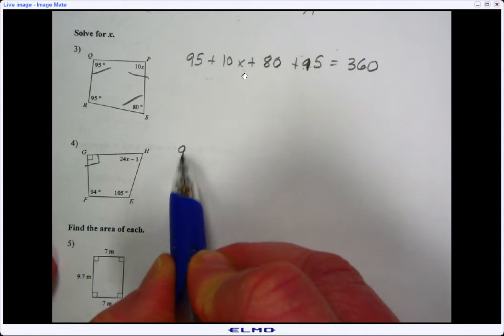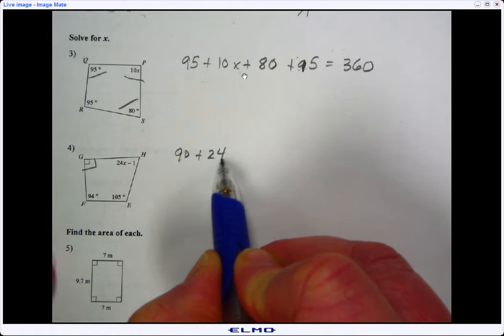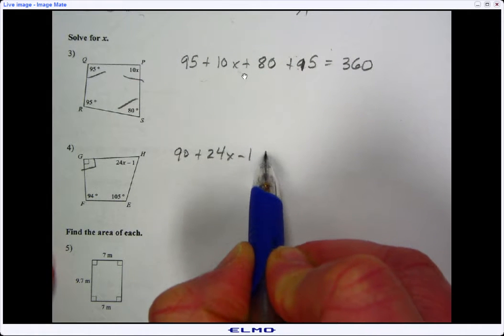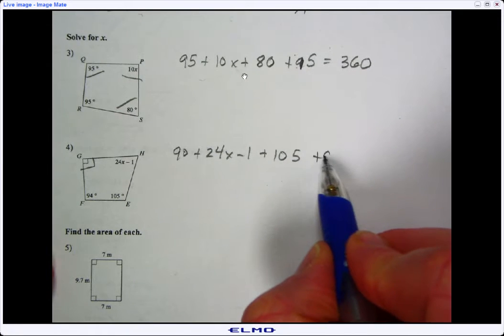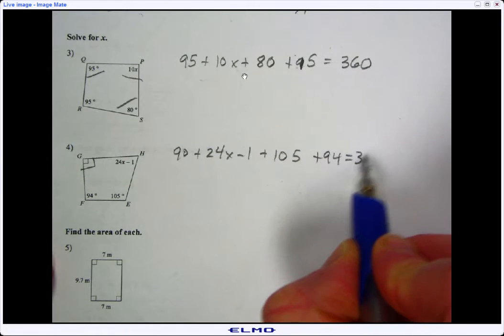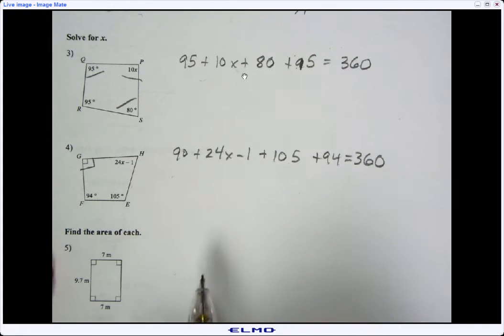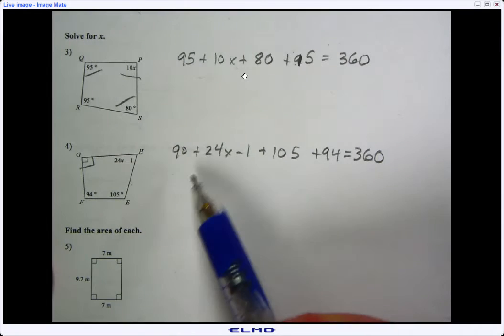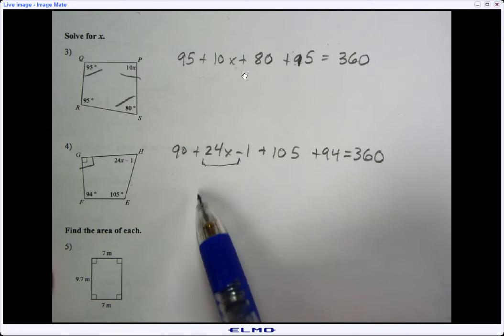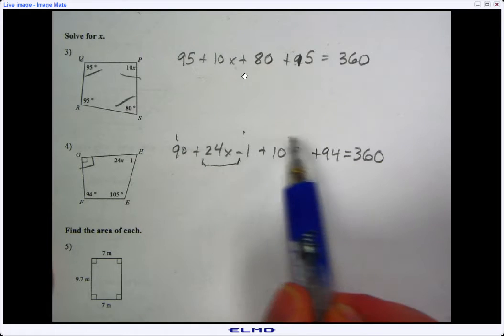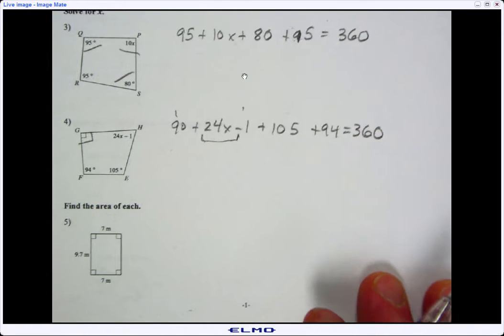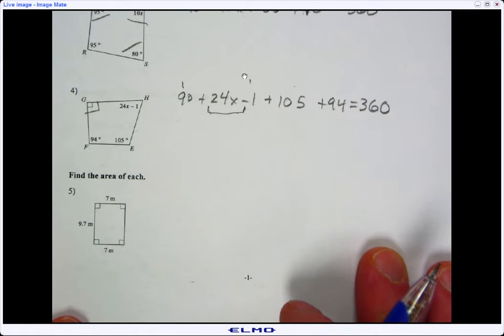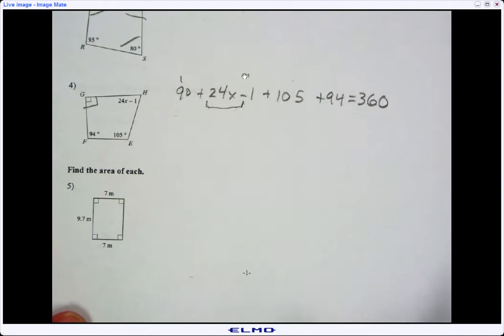Don't forget your 90 plus 24x minus 1 plus 105 plus 94. Again, you have all your 4 angles. Please, when you're solving, combine like terms, get your x's together, get your numbers together before you try to solve, so you don't make algebra mistakes like you did when you were 13. Okay? All right, next kind of problem here. If you want to pause while people solve, go ahead and pause it.